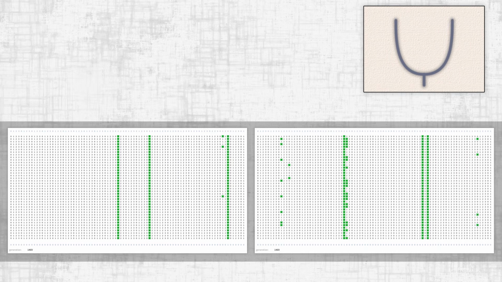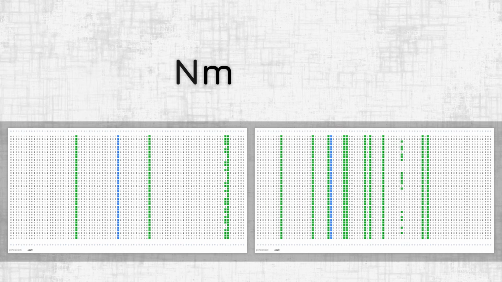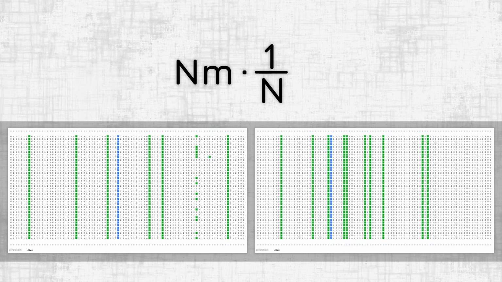In the meantime, let me describe the formula derived from the neutral theory of evolution. Let m be the number of mutations that arise in a newly formed organism. In this simulation, this is 1 in 250. Therefore, in a population of size n, the total number of new mutations arising will be n multiplied by m. Each of these mutations will become fixed with a probability of 1 over n.